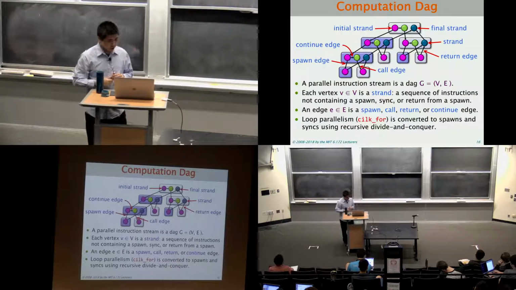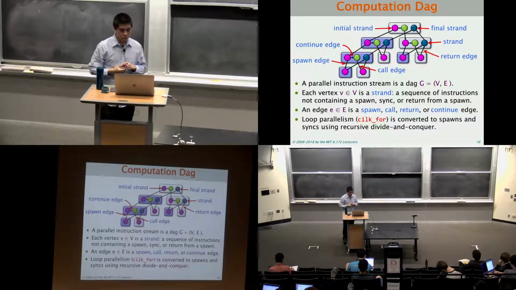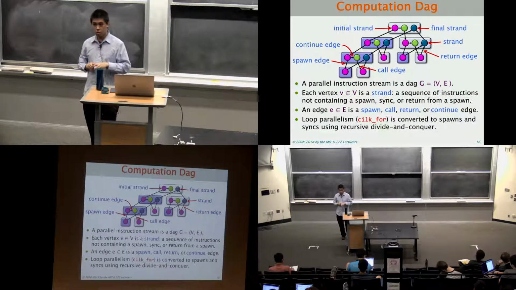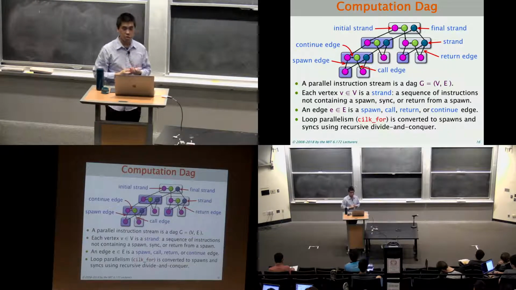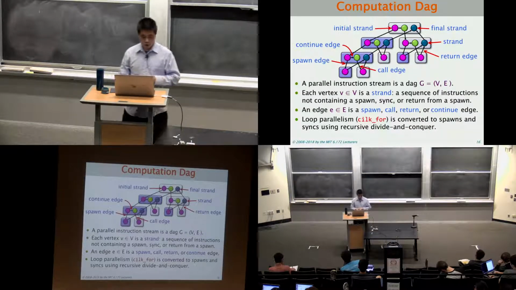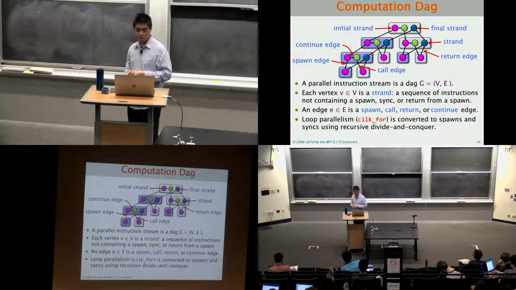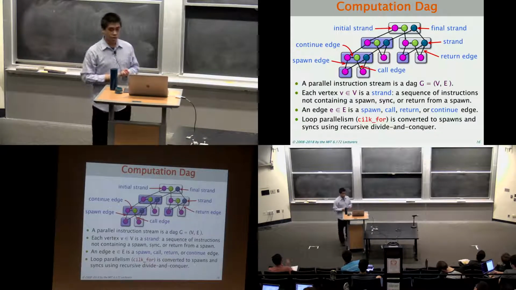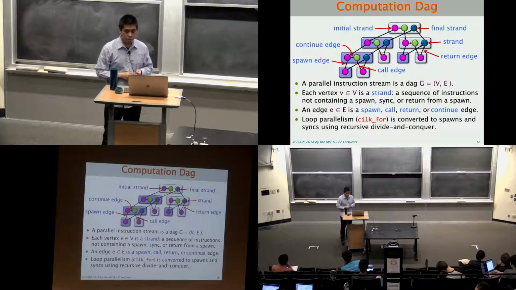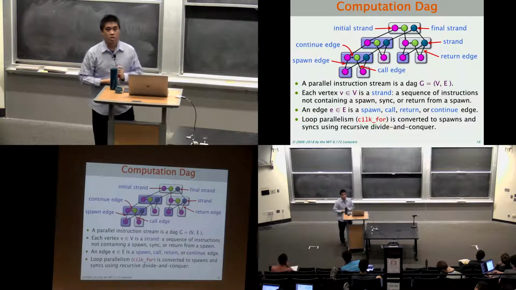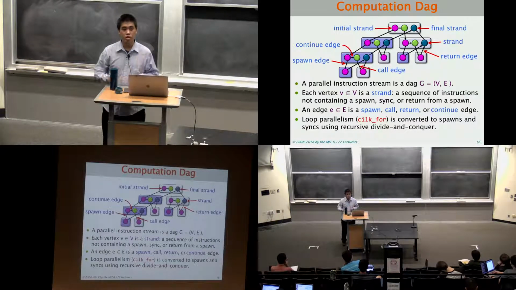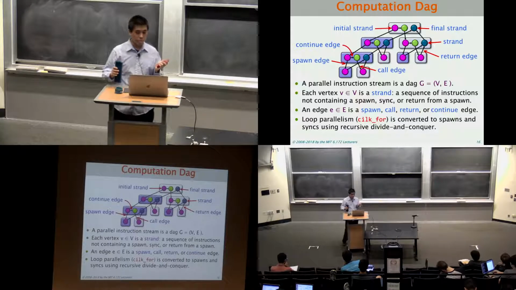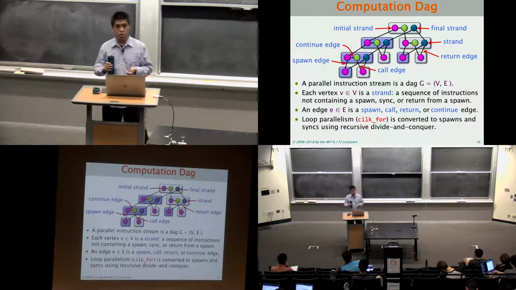And notice that in this computation DAG, we never explicitly represented cilk_for because, as I said before, cilk_fors are converted to nested cilk_spawns and cilk_sync statements. So we don't actually need to explicitly represent cilk_fors in the computation DAG. Any questions on this definition? We're going to be using this computation DAG throughout this lecture to analyze how much parallelism there is in a program.